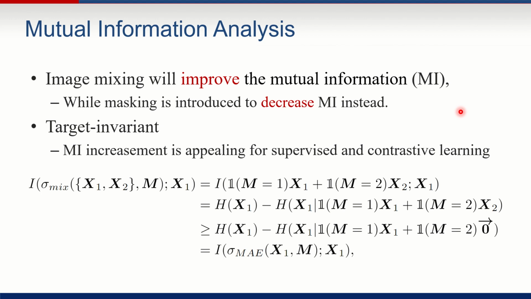On the other hand, we observe that its conclusion is actually target invariant, suggesting that the reconstruction target x1 here can also be any other interesting targets like the positive samples for contrastive learning or the human annotations for supervised learning, while for these two, the MI increase is actually appealing. So this is why previously popular augmentations like color jittering might not be suitable for MIM if there are not any specific adaptations for the augmentations.